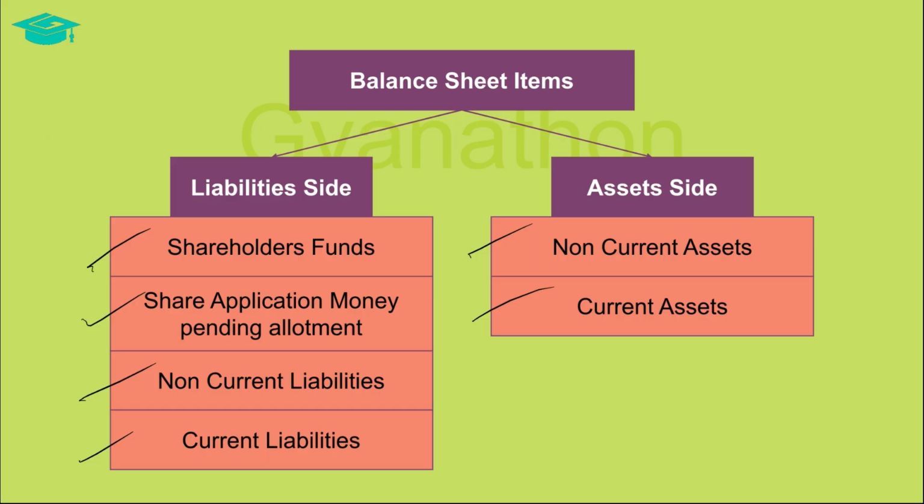Under the liability side, the first two heads are more relating to the shareholders' investments and rights, and the second two heads are actual liabilities of the company. Let us see each of these items now.